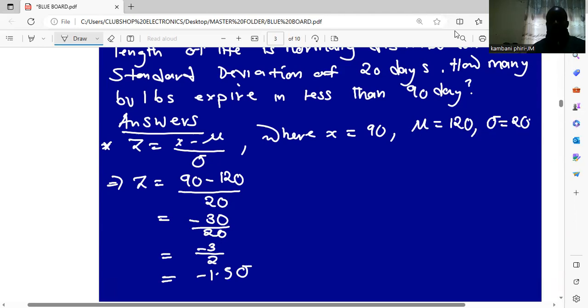So now, we are supposed to find this negative 1.5 sigma using the table, the actual value.